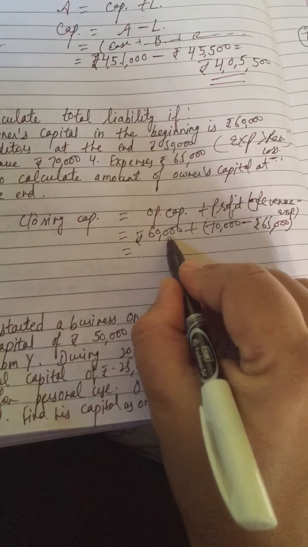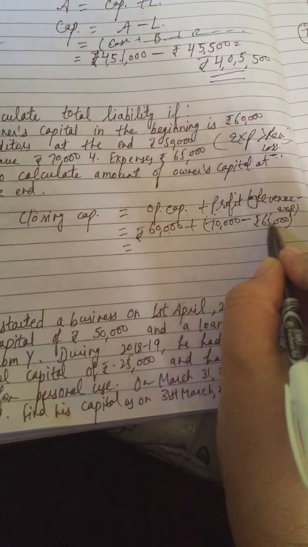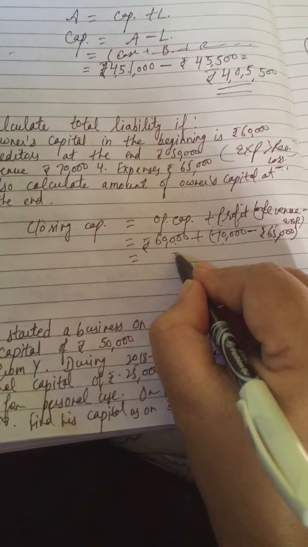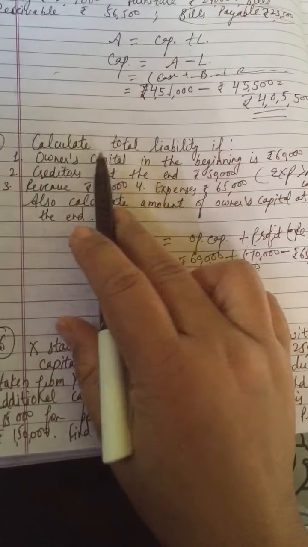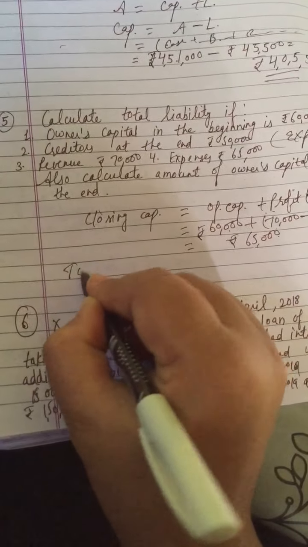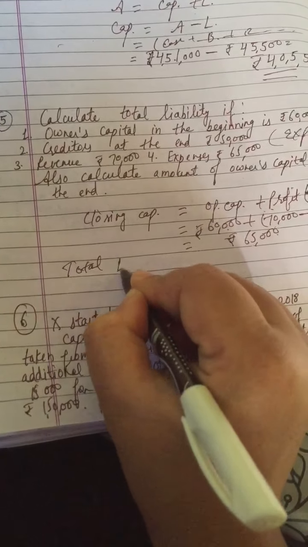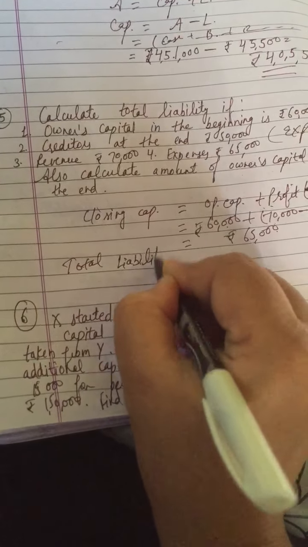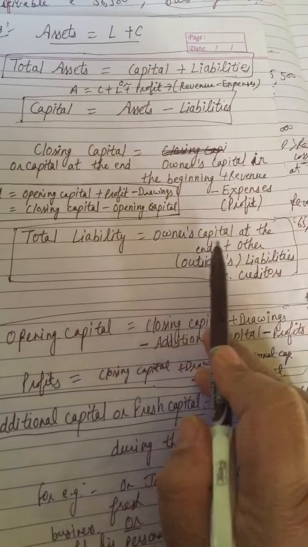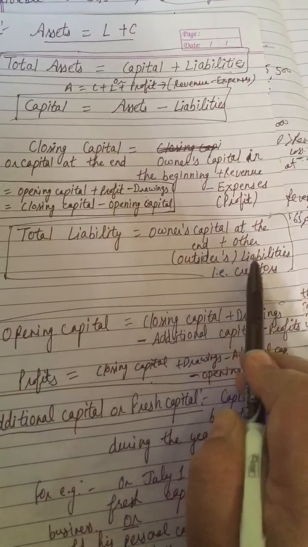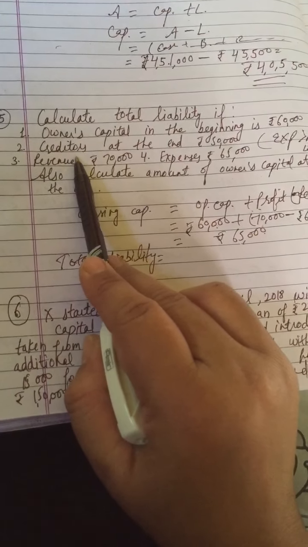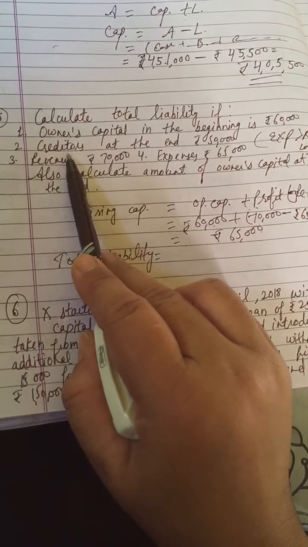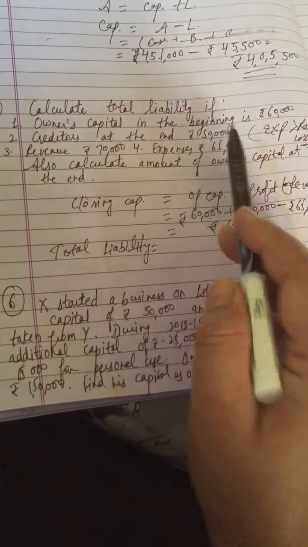And the answer will be 60,000 plus 5,000, that is rupees 65,000 closing capital, and we can calculate total liability. Total liability equals owner's capital at the end plus other liabilities, and other liabilities means we have only one liability in this question, that is creditors at the end, rupees 50,000.